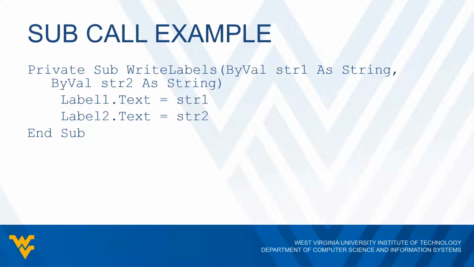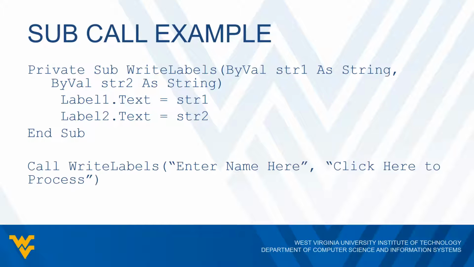So we have private sub write labels. We see that we have str1 as a string. It's a by-val parameter, which means we would copy the argument into str1. And if we made any changes to str1, we wouldn't change the argument at all. And then we have str2 as our other parameter. It's a string, and it's also a by-val parameter. And we see that we're going to take these parameters and store them in the text properties of label 1 and label 2 respectively.